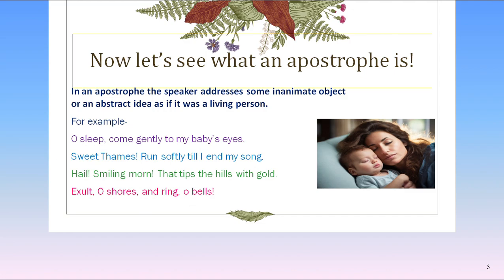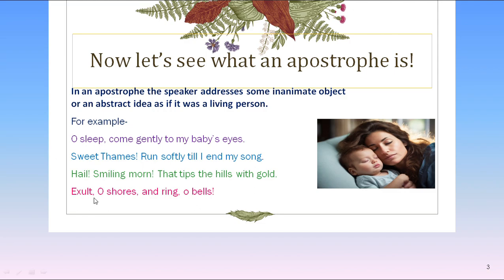So in this first line, we see that the poet is requesting sleep to come gently like a human being to the baby's eyes. In this next sentence, Thames, which is the river that runs through London, is requested to run softly till the song ends. In the third sentence, "Hail, smiling morn." So the poet is hailing or welcoming the smiling morn that tips the hills with gold. So the sun rays are filling the peaks which are filled with snow with the golden rays.